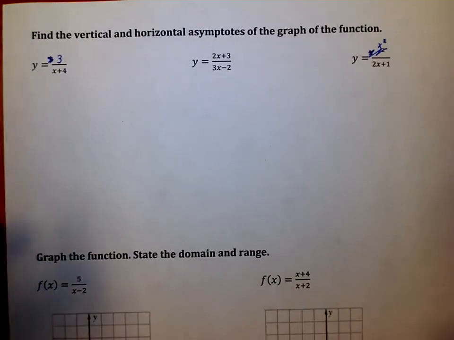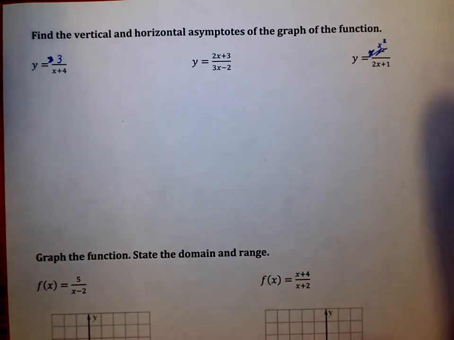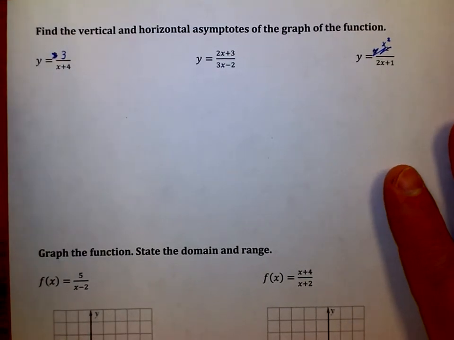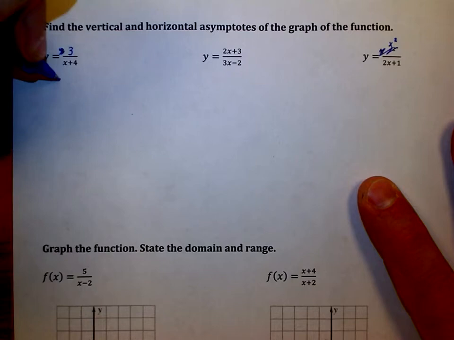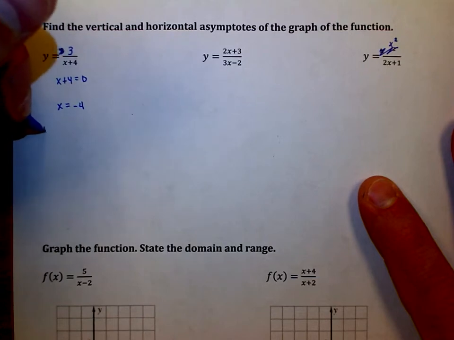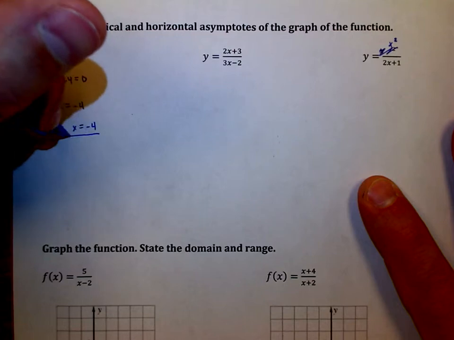So here's what we're going to do, okay? If we want to find the vertical asymptote, let's do that first. That's always our first step. Step 1, set the denominator equal to 0 and solve for x. So I'm going to do x plus 4 is equal to 0. That means that x is negative 4. Okay? My vertical asymptote is at x equals negative 4.